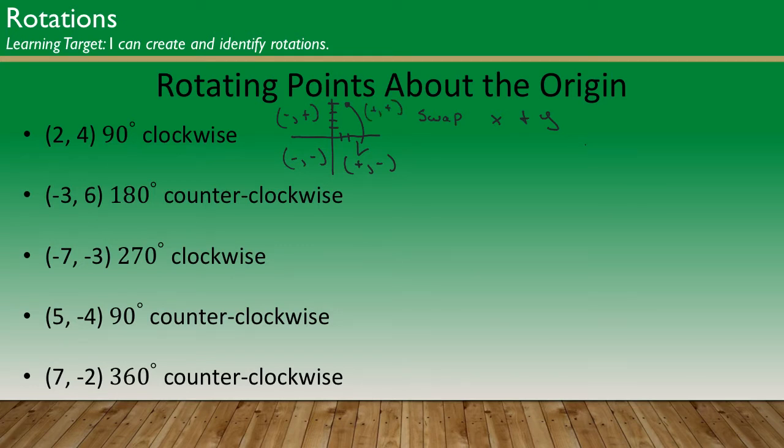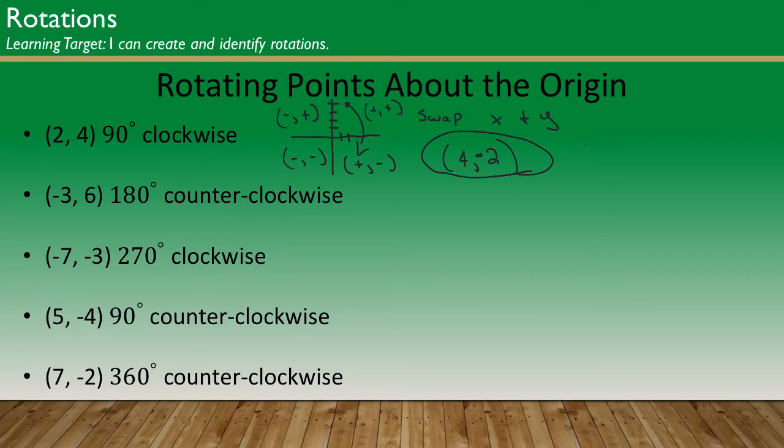Now I know that my numbers are going to swap. So I'm going to have 4, 2, but the second number must be negative if I am in that quadrant. So that's my answer there.